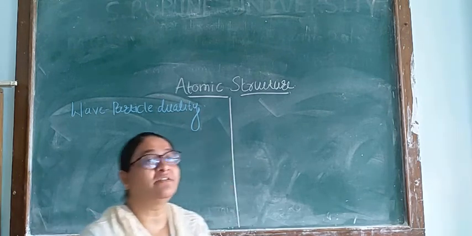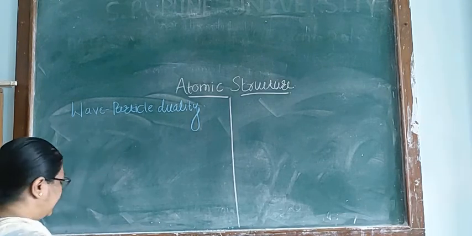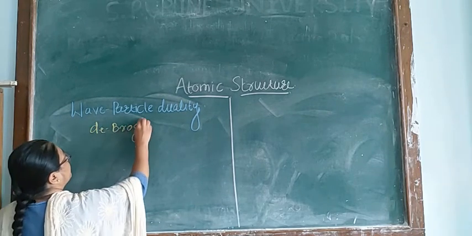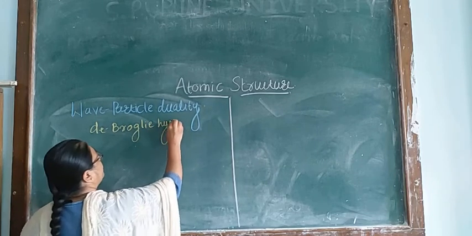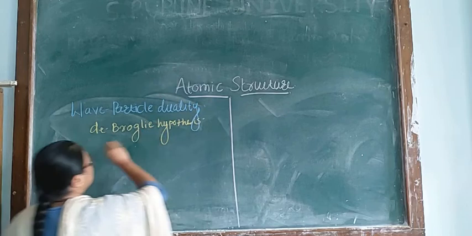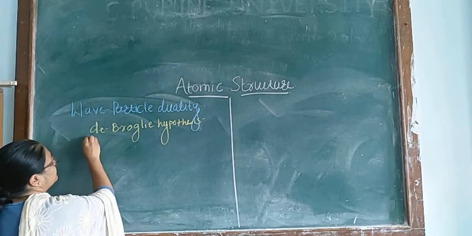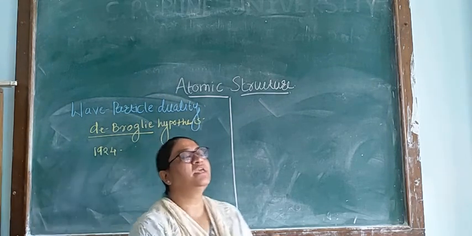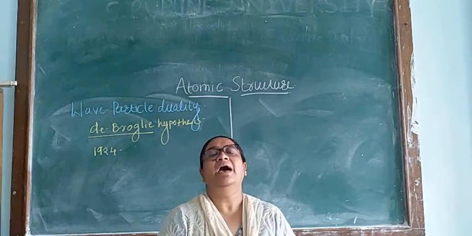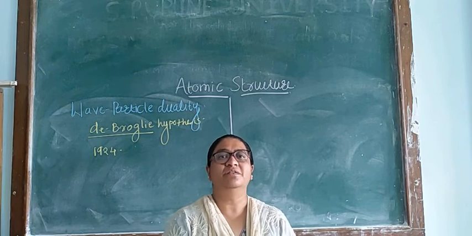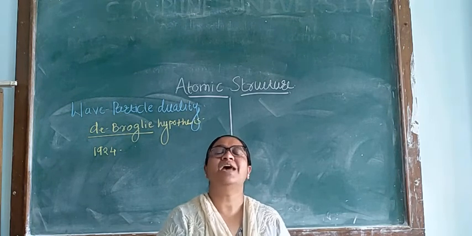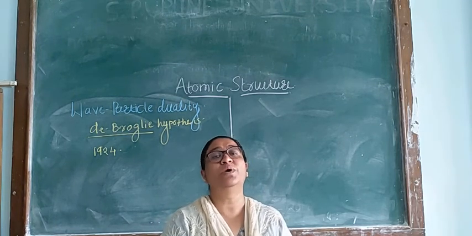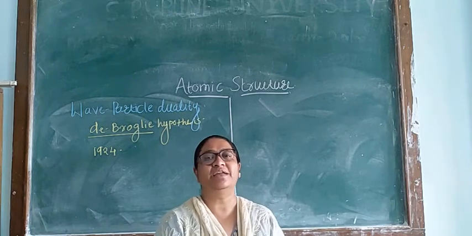Now the next quantum mechanical phenomenon is the wave particle duality. This is also called the de Broglie hypothesis. This concept of wave particle duality was given by de Broglie in 1924. What hypothesis did he put forward? He proposed that the photon, a particle present in light, has both wave character as well as particle character. That means light has a dual character.